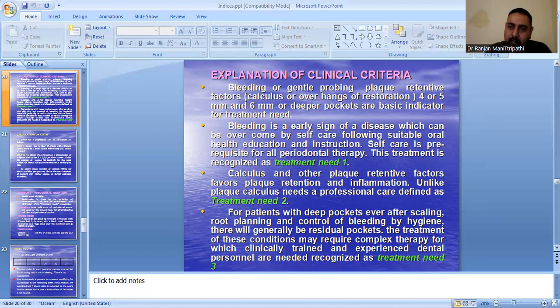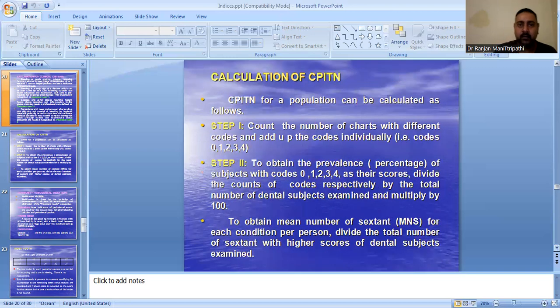Now, calculus and other plaque retentive factors favor plaque retention and inflammation. Unlike plaque, calculus needs professional care, defined as treatment need 2. For patients with deep pockets, even after scaling, root planing, and control of bleeding by hygiene, there will generally be residual pockets. The treatment of these conditions may require complex therapy for which clinically trained and experienced dental personnel are needed, and it is recognized as treatment need 3.